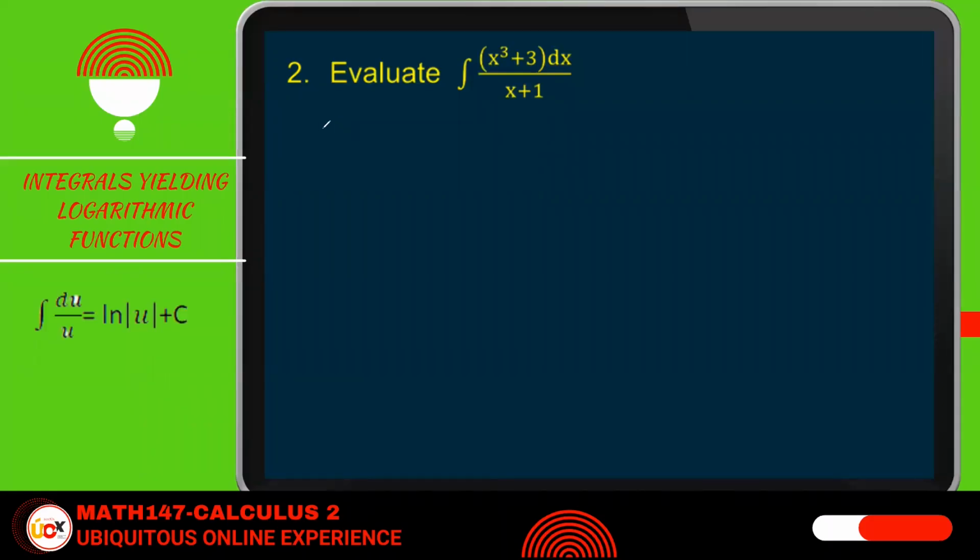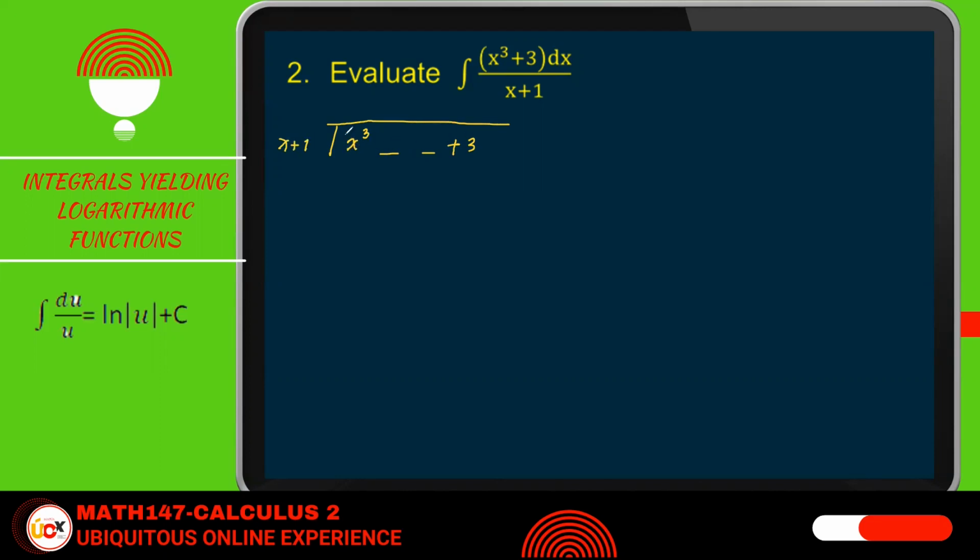Let's take another example. Suppose we are asked to evaluate the integral of x cubed plus 3 dx over x plus 1. This rational function is improper because the degree of the numerator is greater than the degree of the denominator. So what you have to do is divide the numerator, which is x cubed plus 3, by x plus 1. Because x squared is missing, you leave a space for x squared, for x, and then for the constant, you have plus 3. Then divide by x plus 1.